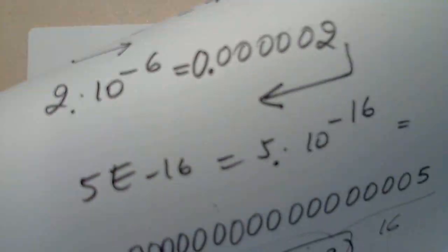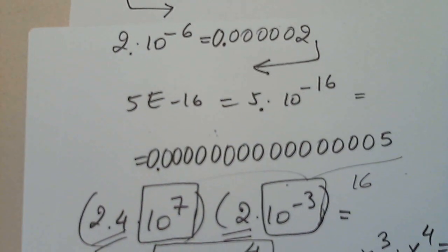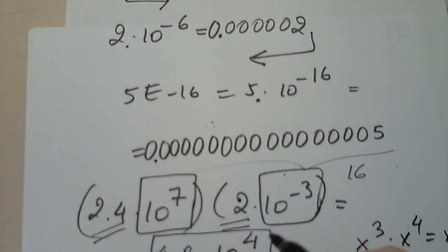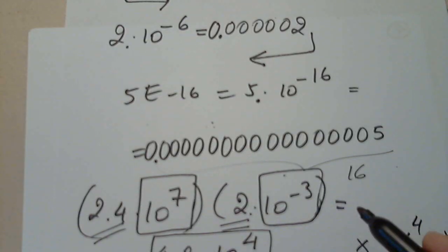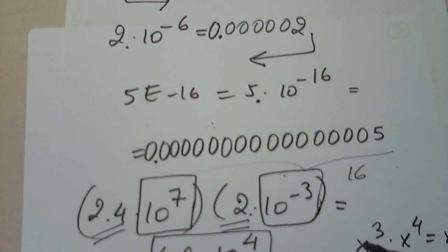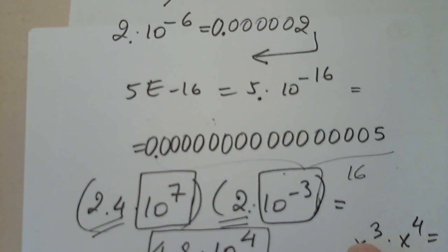Second part where it says 2 times 10 to the negative 3, is it supposed to be 2.0? Yes. So 2 times 10 to negative 3 or 2.0 times 10 to negative 3 is the same. Good. Let's continue.